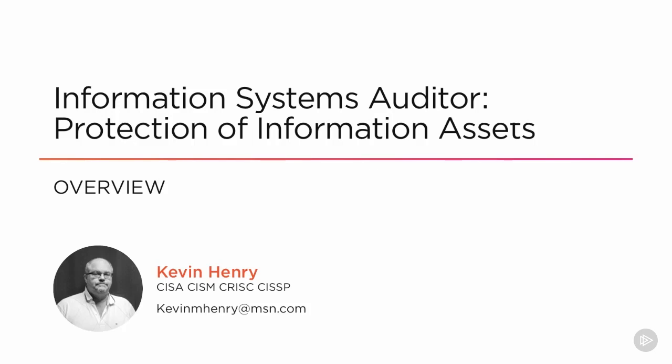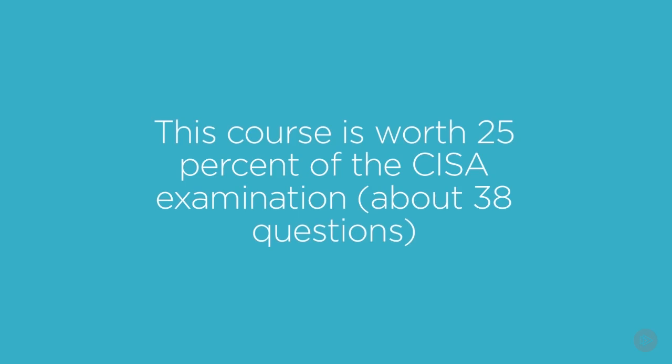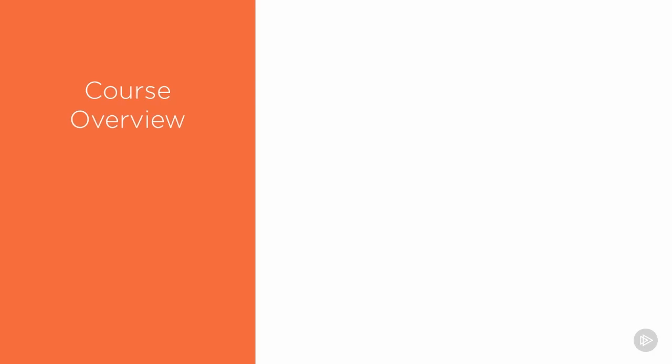Welcome to the Information Systems Auditor Protection of Information Asset course. This course is the fifth of the 5 courses that will help you prepare for the CISA, or Certified Information Systems Auditor examination. This first module will look at an overview of what is covered in this course. This course is worth 25% of the CISA examination, or about 38 questions in total.